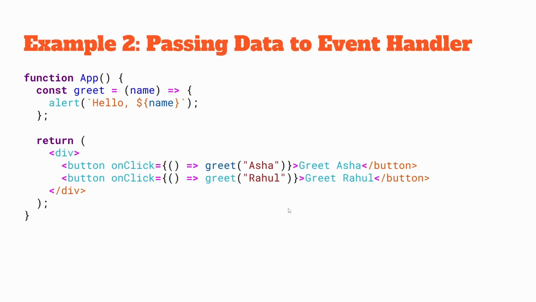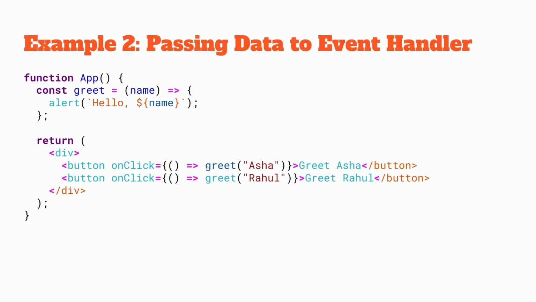Let's take another example. If you want to pass some parameters to the handler, then things become slightly different. Here we are using an arrow function. You can use a normal function also, but here we are using an arrow function. In this, the name parameter is passed and I'm alerting with the name. Now this is fine, but the name of the function is greet. Now the problem is, how will I pass this parameter name?